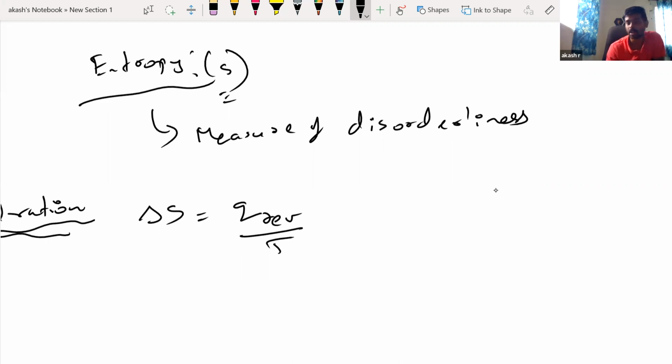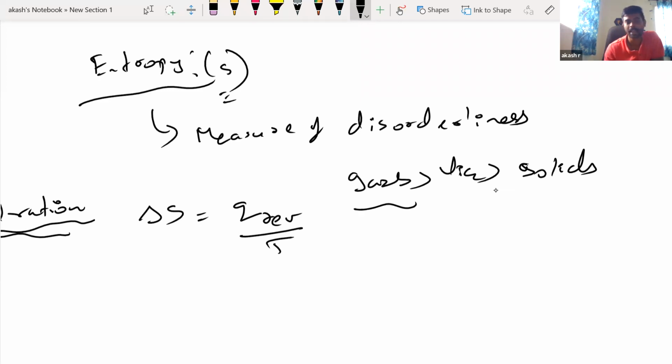If we compare solids, liquids, and gases, gases will have the maximum entropy. Then come liquids, then come solids. That we already know. Gases have more entropy than liquids and solids because gas molecules are randomly moving here and there, but solid molecules are almost stationary. They're not going to move. So gas molecules are more disordered compared to solids or liquids, and that's why they have maximum entropy. Then we went on to see the second law of thermodynamics, if you can remember.